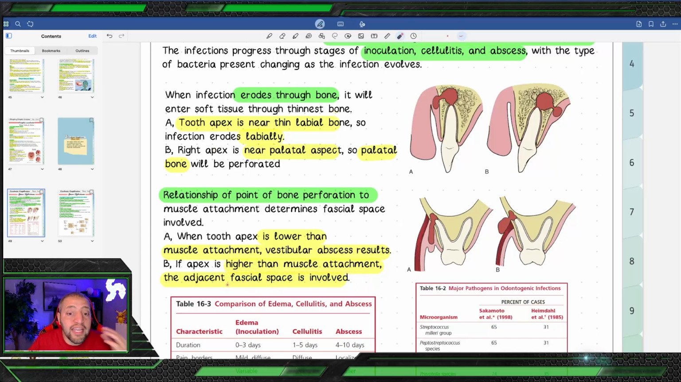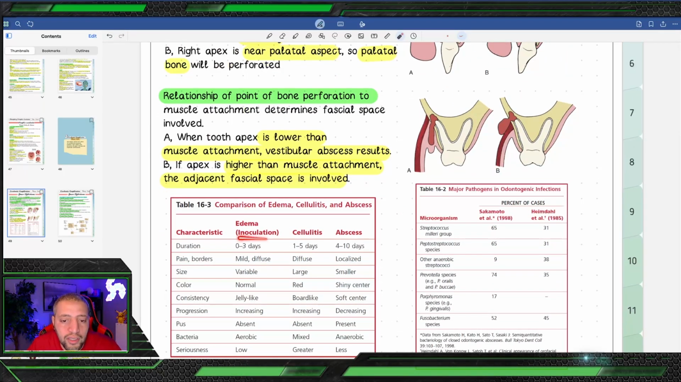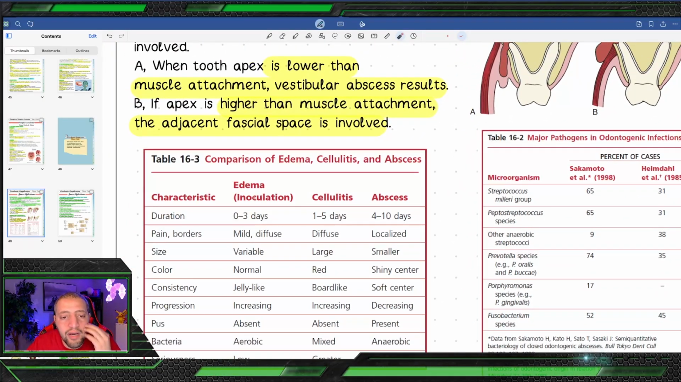The reason why it might end up as an abscess or a fascial space infection is related, first and most importantly, to host immunity, if the host immunity is compromised. Second is the virulence of the bacteria and the infection, and third is the location where it's going to happen. So if it's happening here, it's vestibular. If it's happening beyond, it's a buccal space infection. And this is the difference between inoculation, cellulitis, and abscess. For duration, inoculation is usually edema and happens in this way.